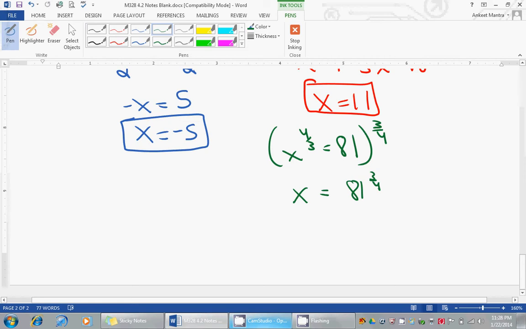Now, there's 2 ways to evaluate this. The better way is to do 81 to the 1/4 power and then cube that, because 81 to the 1/4, what's the 4th root of 81? Or in other words, what number to the 4th power gives you 81? And hopefully a lot of you there are saying 3. And so now x equals 3 to the 3rd power, which is 27.